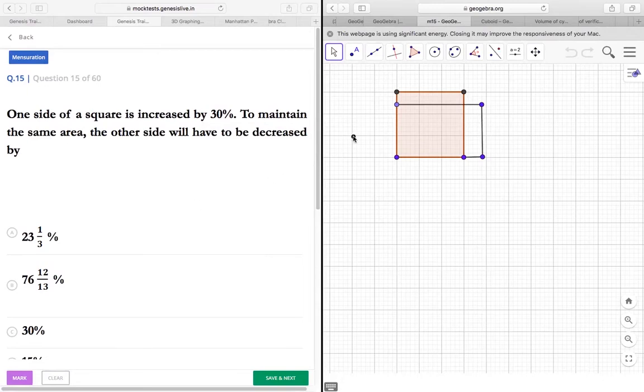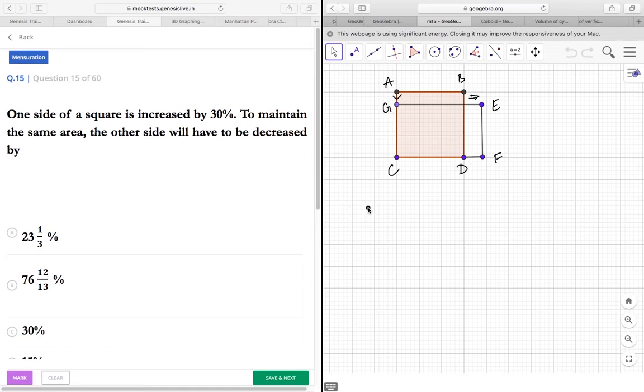One side of a square is increased by 30%. To maintain the same area, the other side will have to be decreased by, okay, let's say this is the square, the initial square ABCD. Now one side, that is this AB, was increased, let's say to EF. Because you are increasing it, to keep the area the same, this particular side has to decrease, and let's say this point is G.